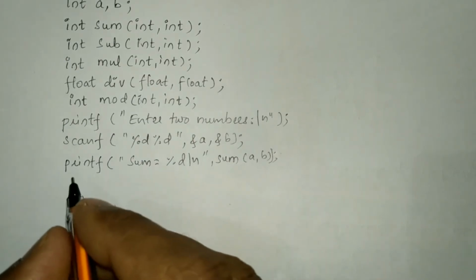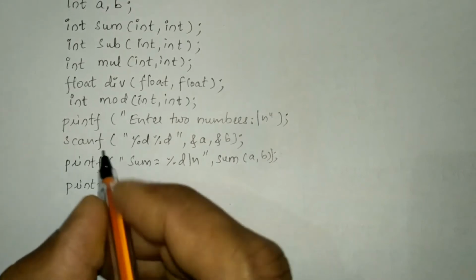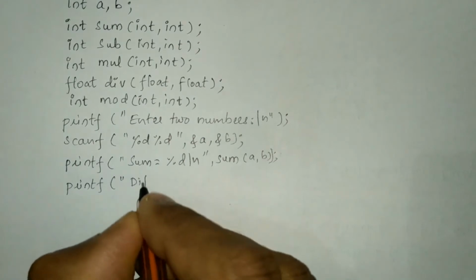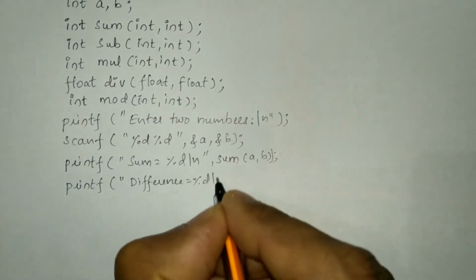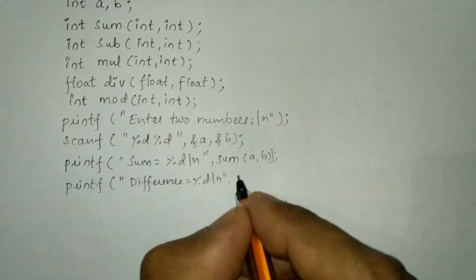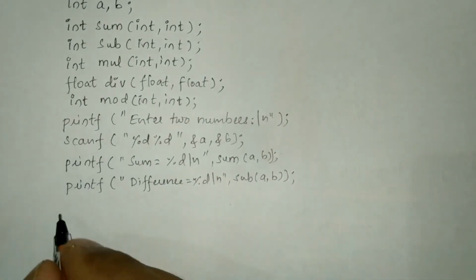Now I'm going to write the next statement for the next function call. So here it is subtraction. I'm going to write here "difference is equal to %d\n", and the double quotation mark, and the name of the function is sub, and I'm going to pass the same arguments.